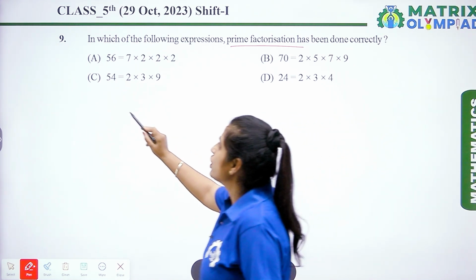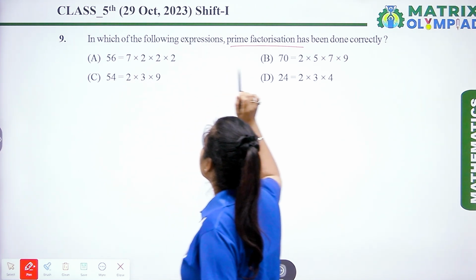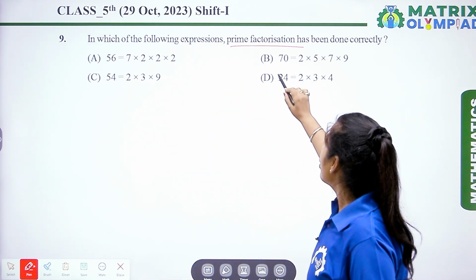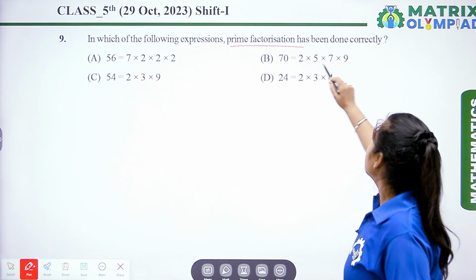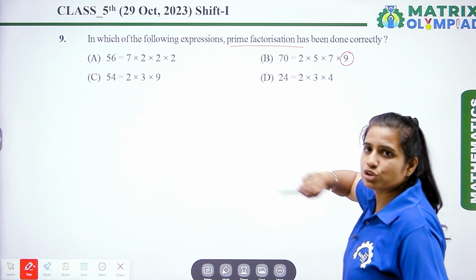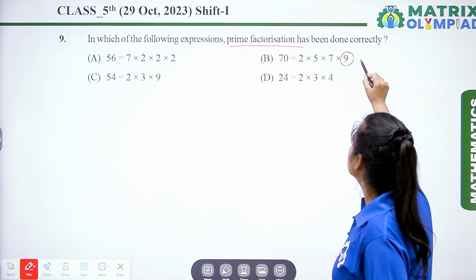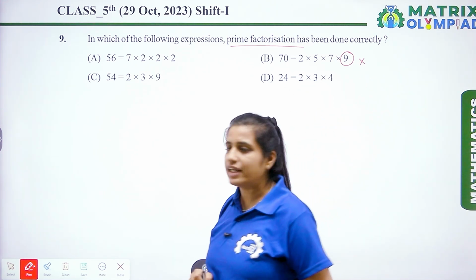In the first option we have the number 56 and all the numbers are prime. In the next option we have 70 and here all the numbers are prime except 9. So 9 is a composite number. So we can say that this option is incorrect because this is not the correct way of prime factorization.